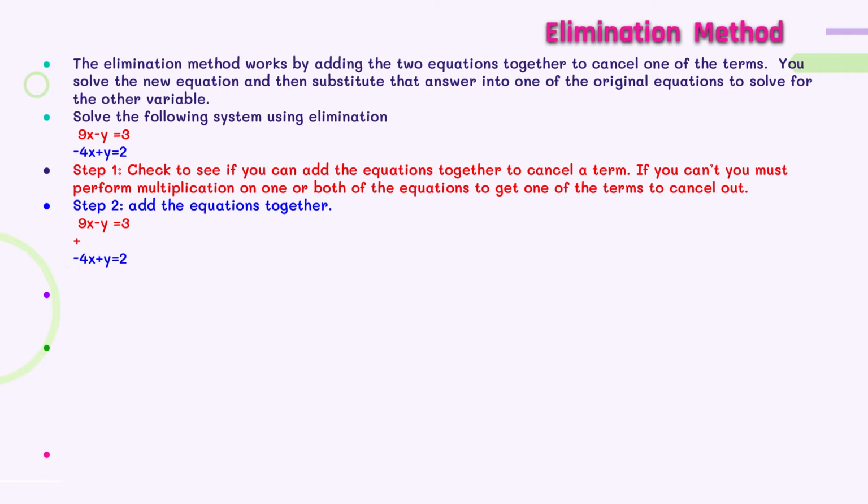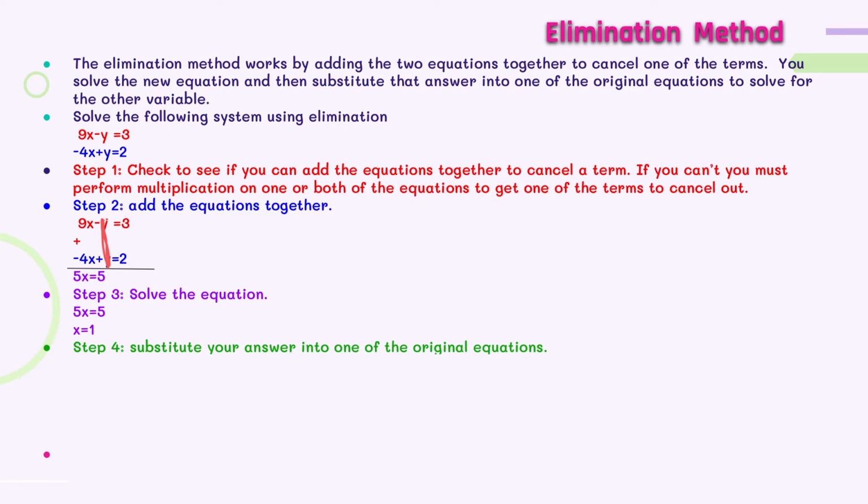I can already cancel, when I add those together, negative y plus positive y is equal to 0. So that's where we're eliminating a term. So I'm left with 5x equals 5. Step 3 is to solve the equation. So 5x is equal to 5, x is equal to 1.